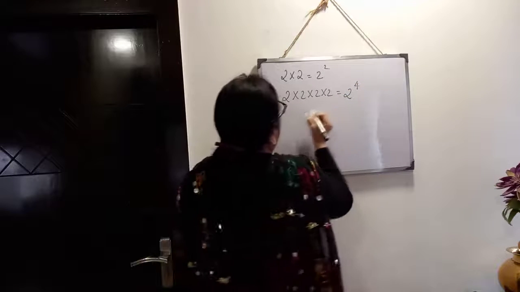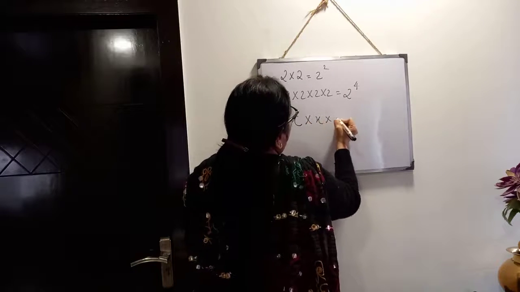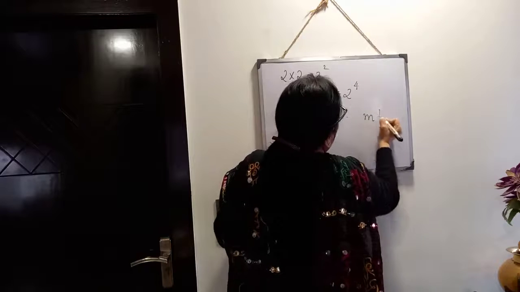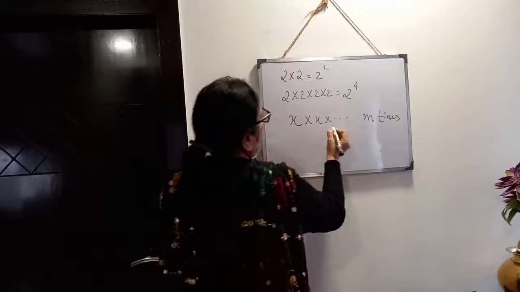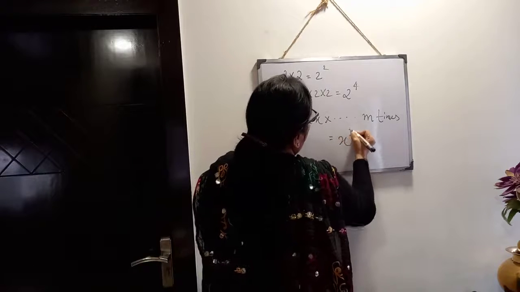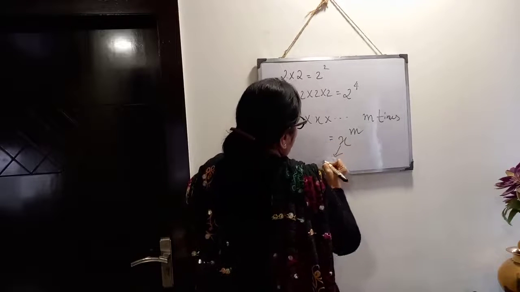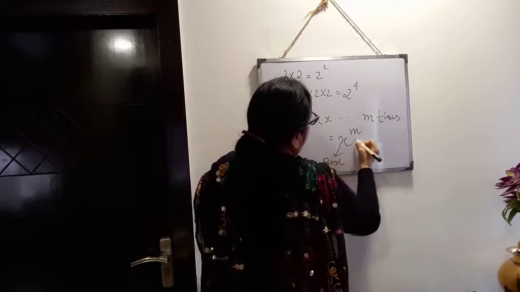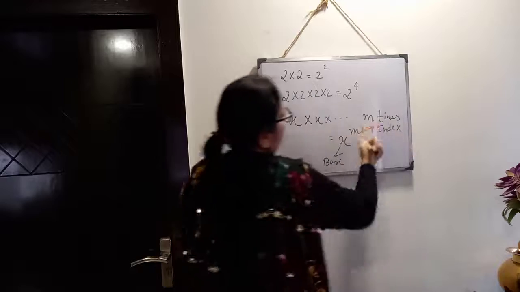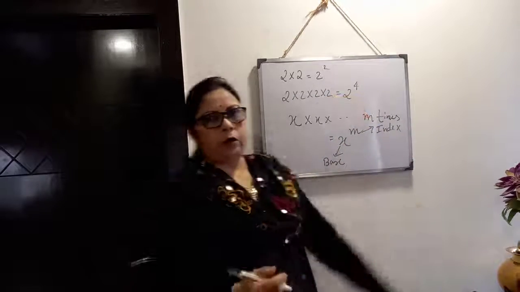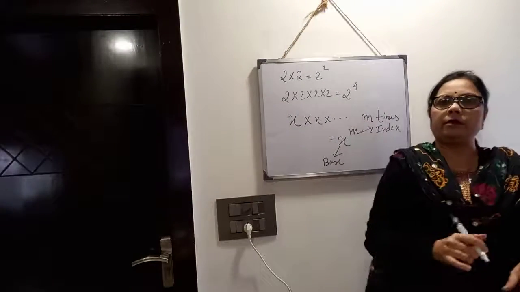Clear? So here, if x, any variable x, is multiplied m times, m may be 2, maybe 3, maybe 4, etc., so this equals what we can write? x to the power m. Clear? Now this x is called the base, and this is called the index, or power. Here 2 to the power 4. What is your base? Your base is 2 and power or index is 4.